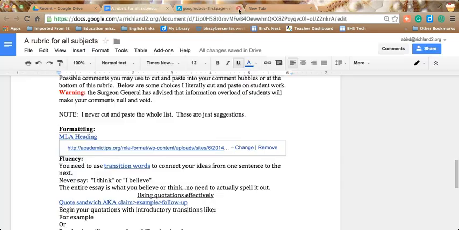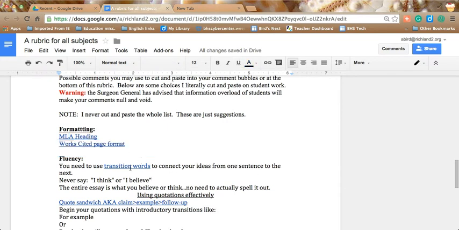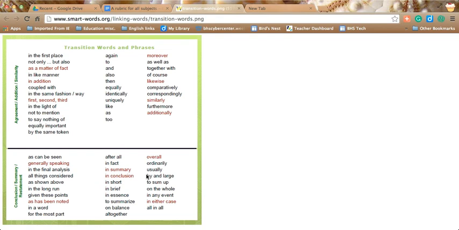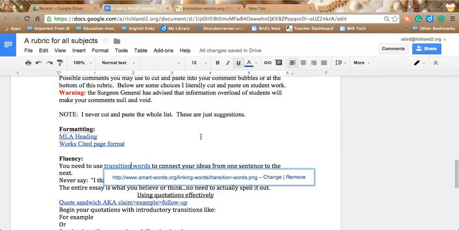Another thing I like, sometimes I like to make sure they include transition words. So I'll give them a list. This is nothing more than a picture, a Google image that I've hyperlinked into their essay. And I keep all of those logged on a sheet of their most common mistakes.